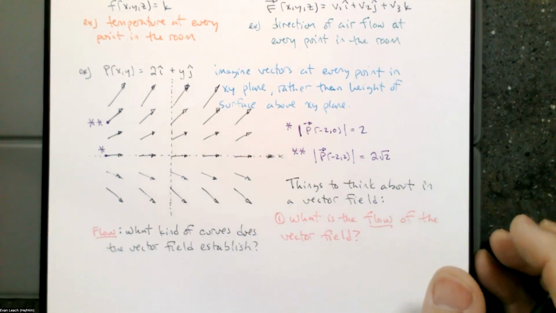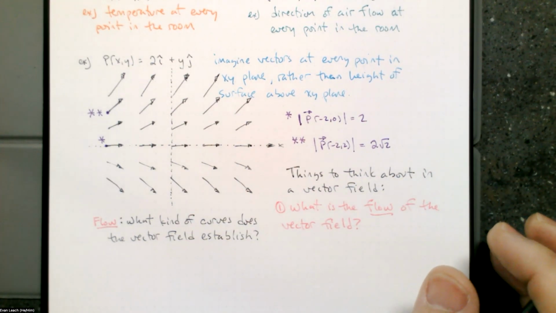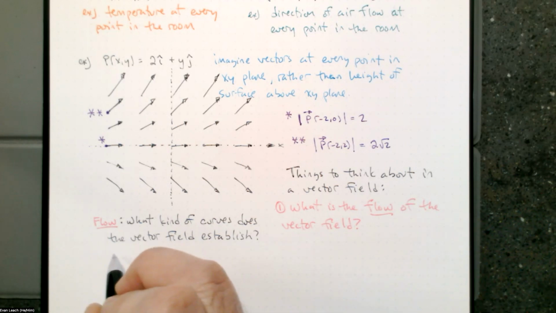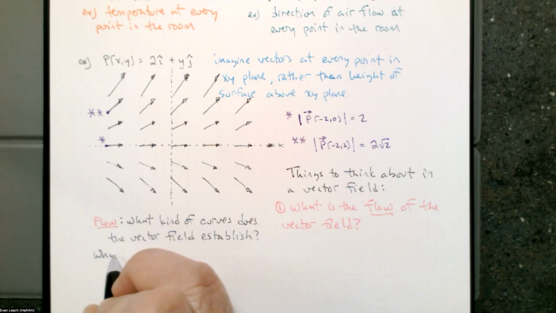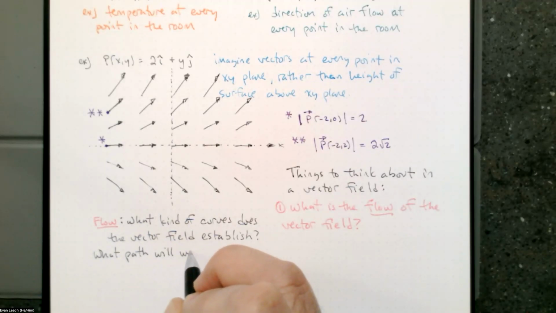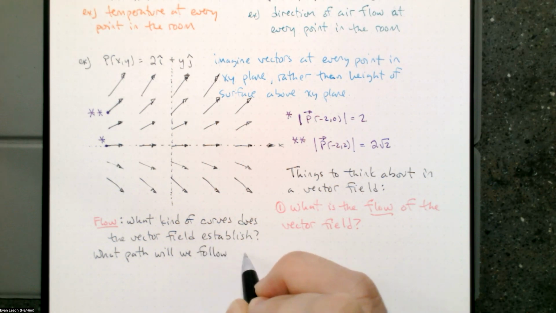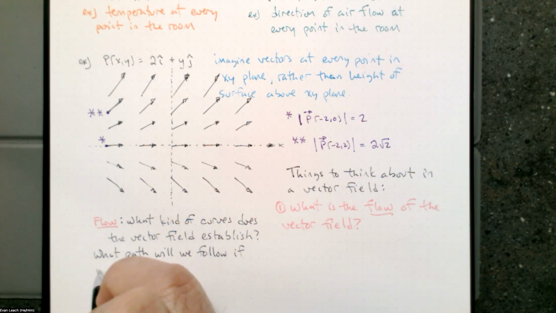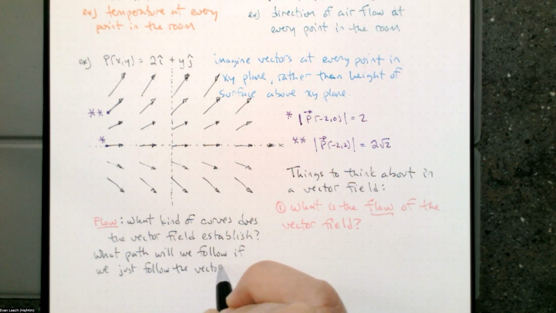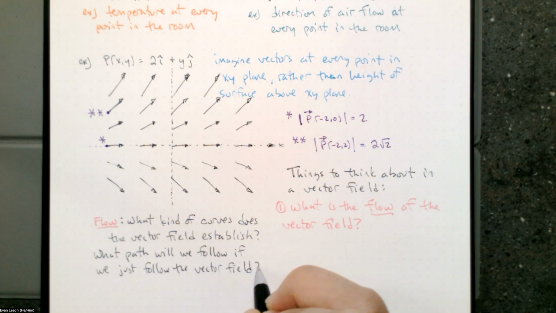Let's take the leaf out of it. Let's put ourselves into the problem. If we just go with the vector field, where will the vector field take us? What path will we follow if we just follow the vector field?